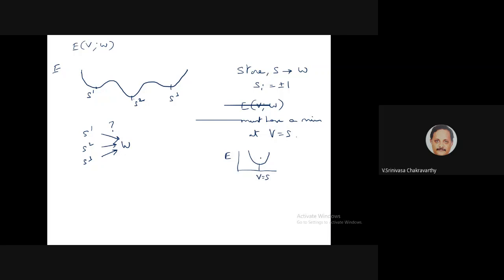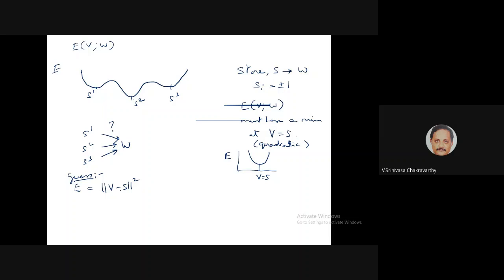And note that E is a quadratic function. So I want a quadratic function which goes to its minimum at V equal to S. What could that function be? Can somebody guess? E is a quadratic function of vector V which goes to a minimum at V equal to S. So one guess, and it's only a guess, is E equal to the norm of V minus S, squared.